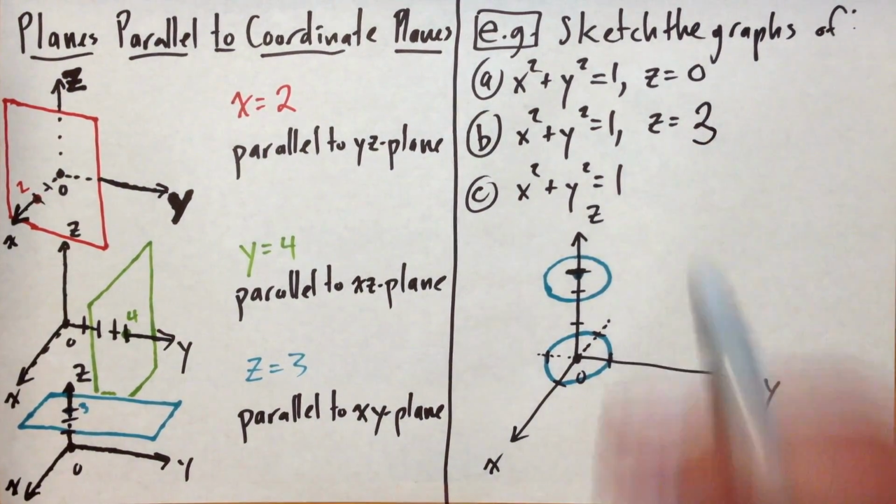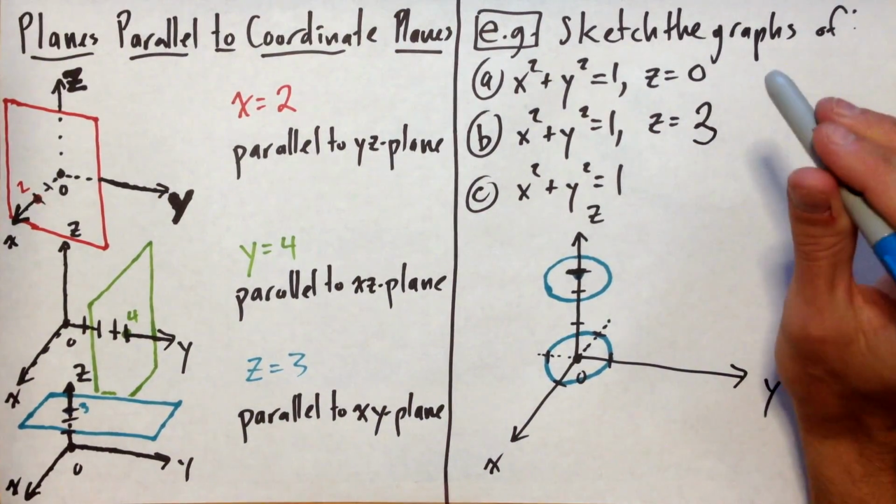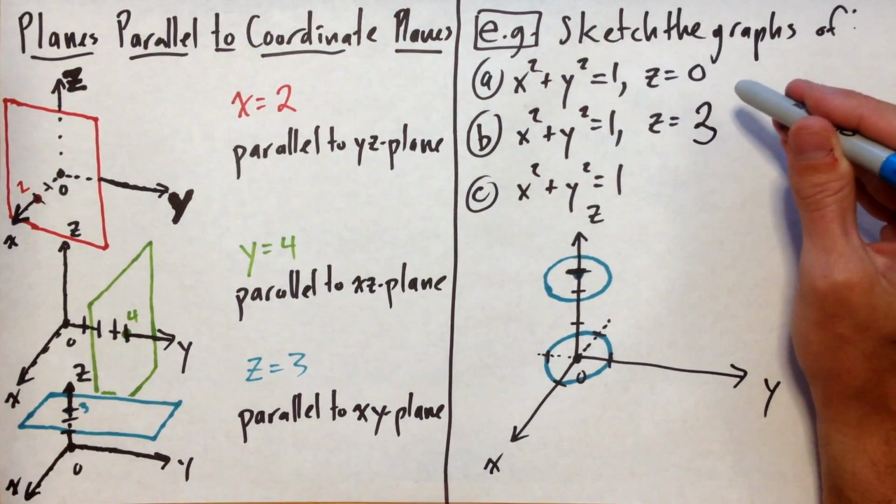Now what happens if we just look at x squared plus y squared equal to 1? Now I'm not putting any conditions on z.